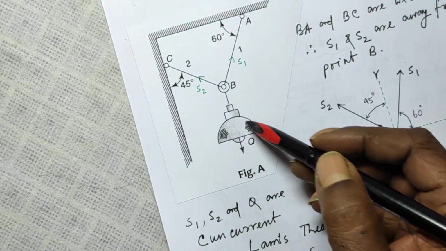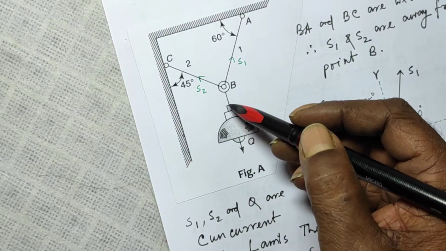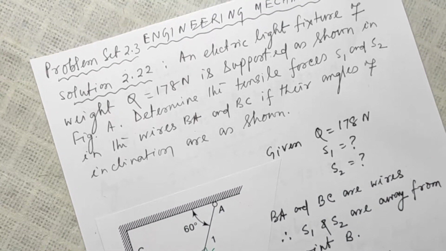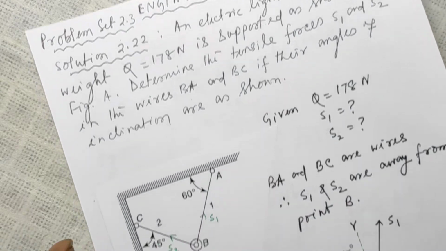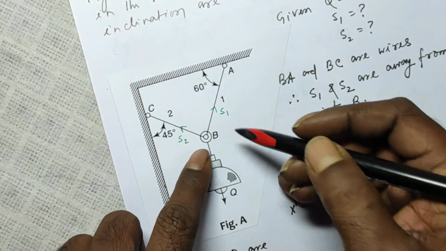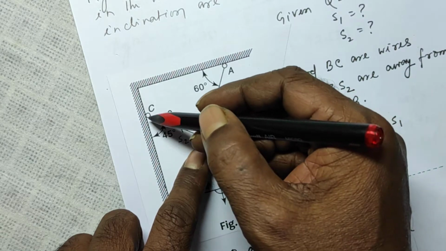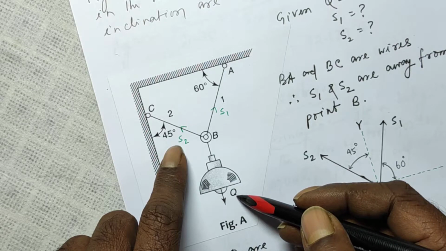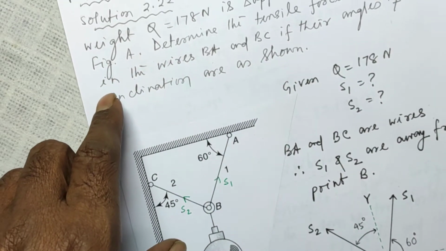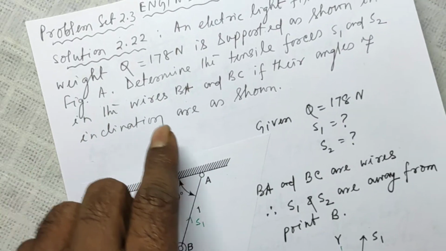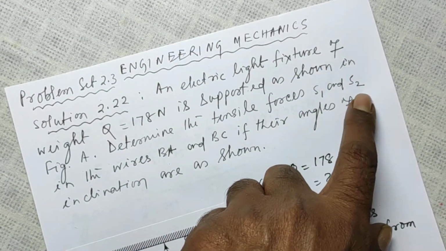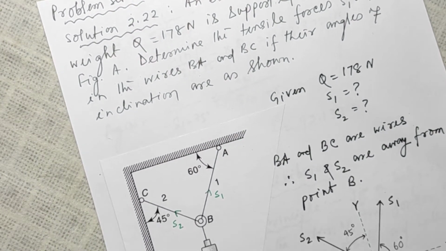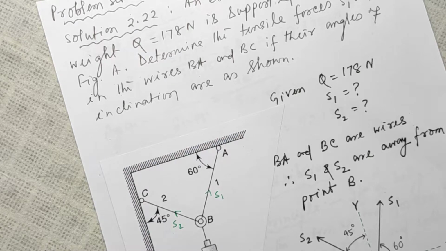An electric light fixture of weight Q equal to 178 Newton. This is your electric light bulb. Its weight is vertically downward. Q, that is 178 Newton, is supported as shown in the figure. From B to A is a string, from B to C is a string, and this is also another string along which the weight Q is acting downward. Determine the tensile forces S1 and S2 in the wires BA and BC, if their angles of inclination are as shown.